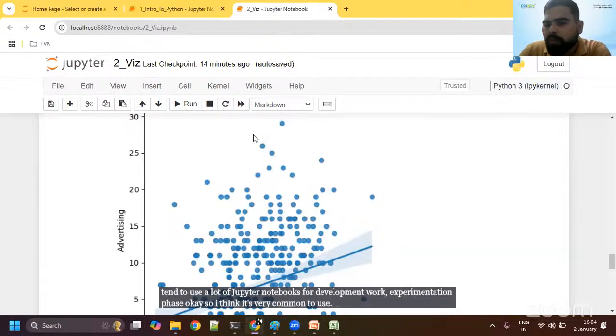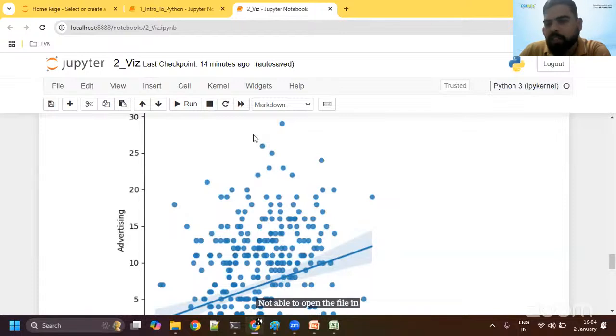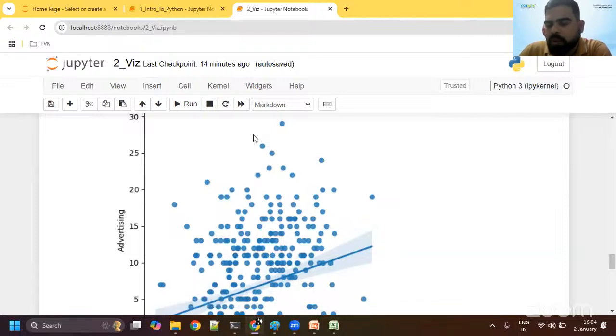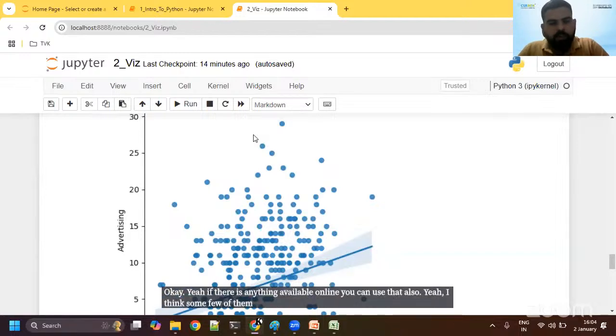Not able to open the file in Jupyter. Yeah, I think it's mostly the encoding issue. Just use that piece of code which I'll have someone put. Yeah, if there is anything available online, you can use that also. I think a few of them have shared a 32-bit download version. Let me put it for everyone maybe.